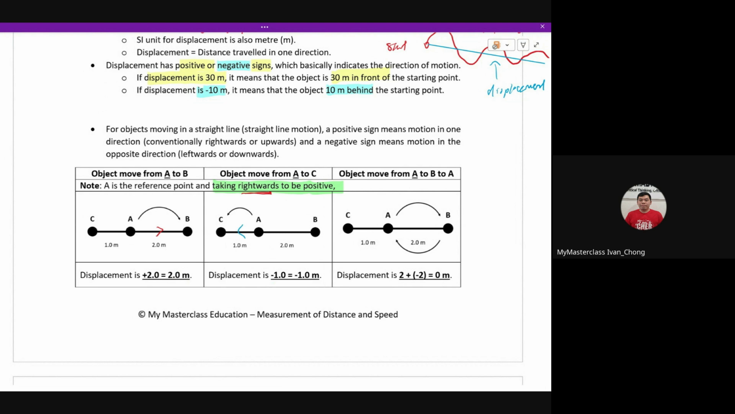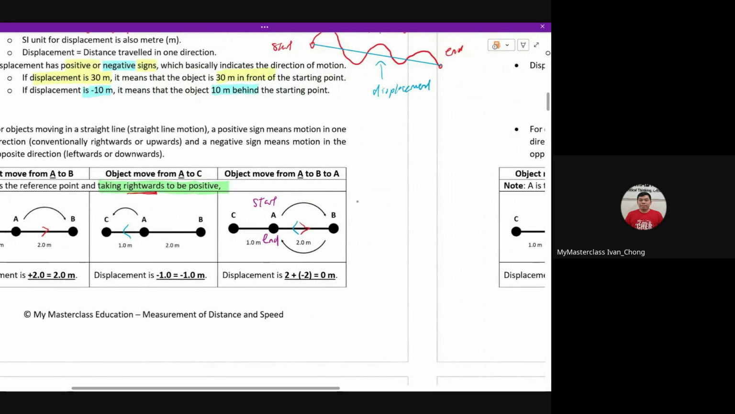All right. Then for this part over here, you notice we actually move from A to B and then B back to A. So you'll notice that we have a positive 2 to the right and a minus 2. Because the plus 2 and minus 2 cancel out, you end up with 0. So what can you learn from this? If you start and end at the same point, you will have no displacement. Okay, 0 displacement.